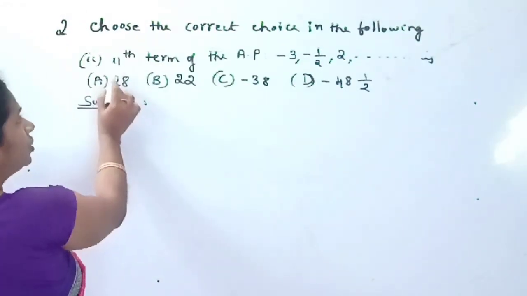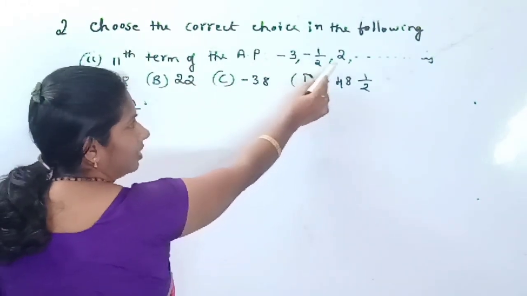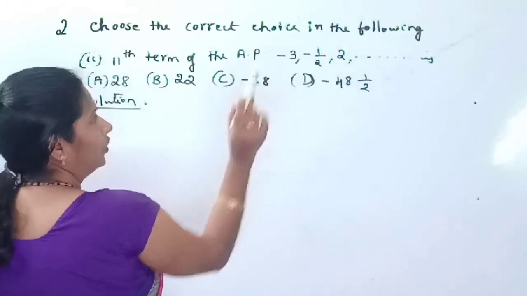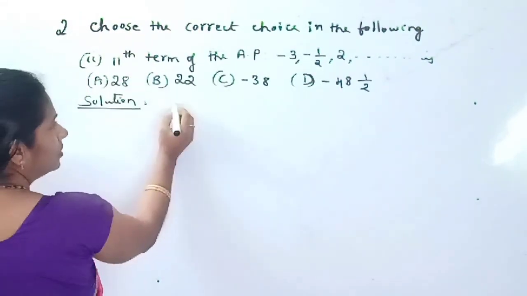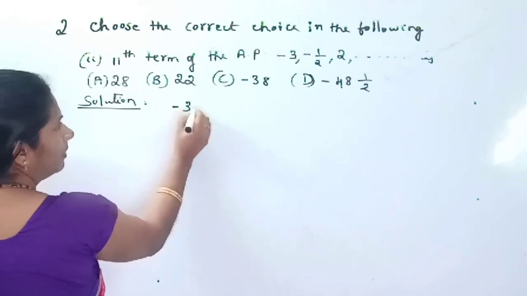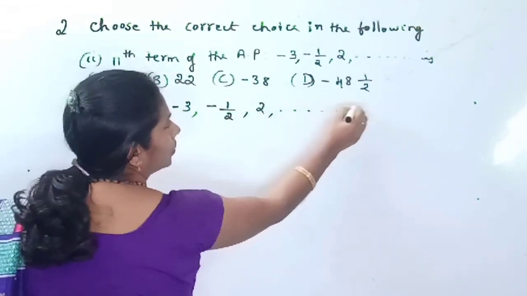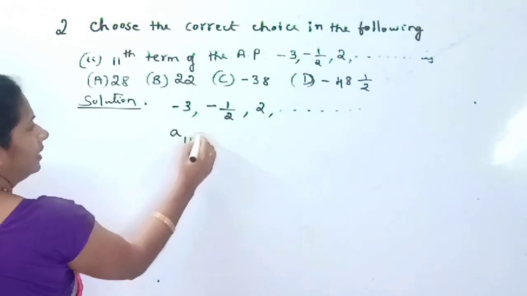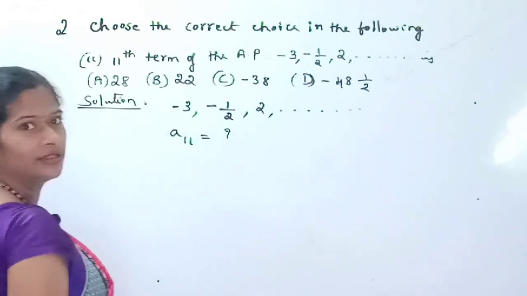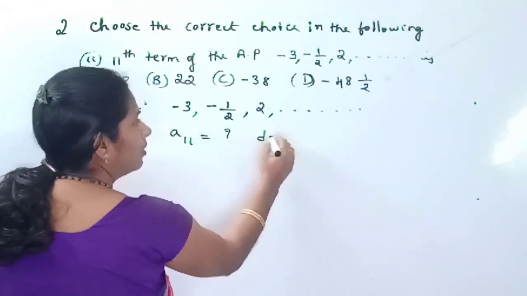Coming to the second question: find the 11th term of the AP -3, -1/2, 2, and so on. So we have to find its 11th term. Is that clear? So A11 you have to find out, children. Before finding this 11th term, let us find the common difference.